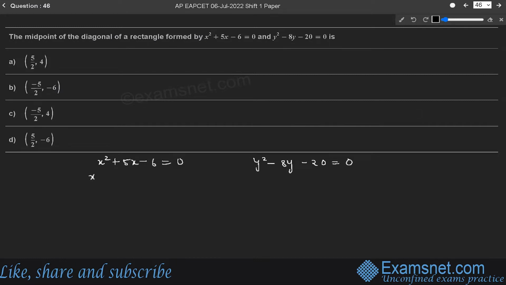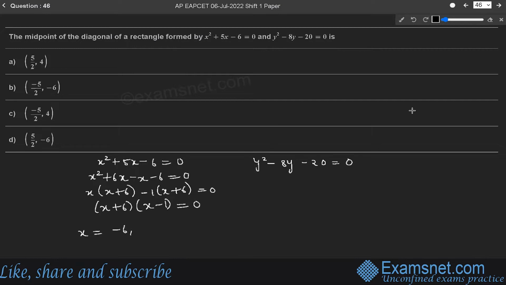It can be written as x² + 6x − x − 6 = 0. Taking x common, it becomes (x + 6). Taking −1 common, it will be (x + 6) = 0. So the equation becomes (x + 6)(x − 1) = 0. So the values of x are −6 and +1.